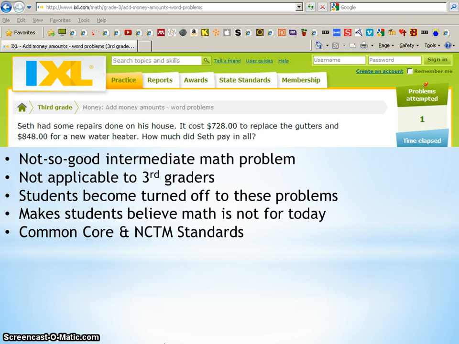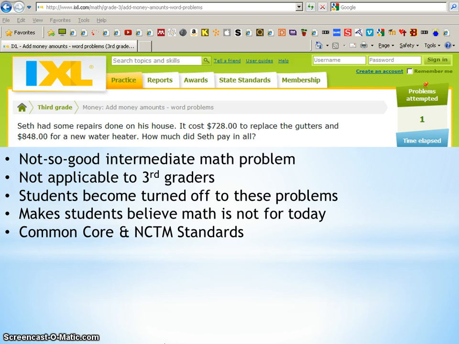Presenting a problem that deals with house repairs and replacing gutters, this is something that third graders really don't even care about, really don't even think about. So a problem like this shows a third grader that math is for 15, 20 years from now, which, if someone were teaching me something on a topic that I could use in 15 or 20 years, I probably won't pay attention to them as much as if there's a topic that I can relate to and apply right now.